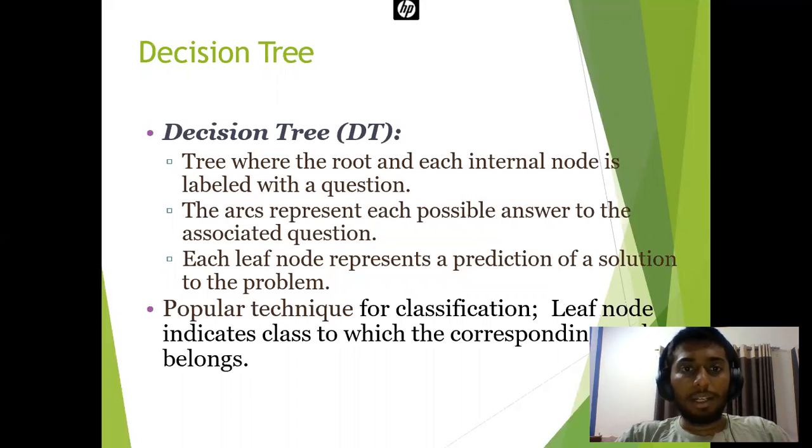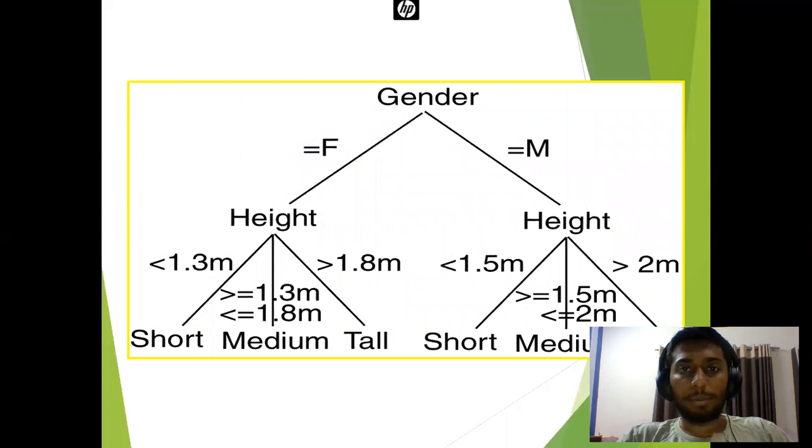Decision tree. A decision tree is where the root and each internal node is labeled with a question. The arcs represent each possible answer to the associated question, and each leaf node represents a prediction of a solution to the problem. The popular technique is that the leaf node indicates the class to which the corresponding node belongs. Let's see an example here.